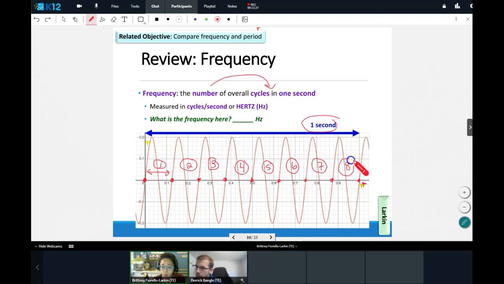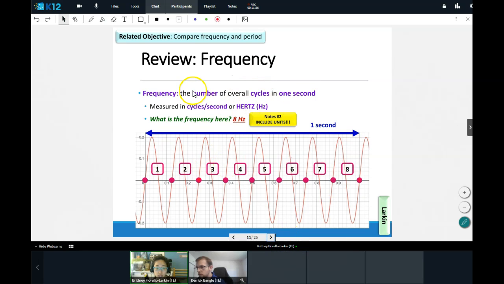So tell me in the chat then, what would be the frequency of this wave? If we have 8 cycles in 1 second, put that with the units Hertz. Thank you, Shayna. Thank you, Lexi. Amazing, amazing. Let's get some more answers in the chat. Thank you, Matthew. Excellent, Jayland. Yeah, exactly. This would be 8 Hertz. Awesome, because we have 8 waves in a second. That means our frequency is 8 Hertz. Perfect.